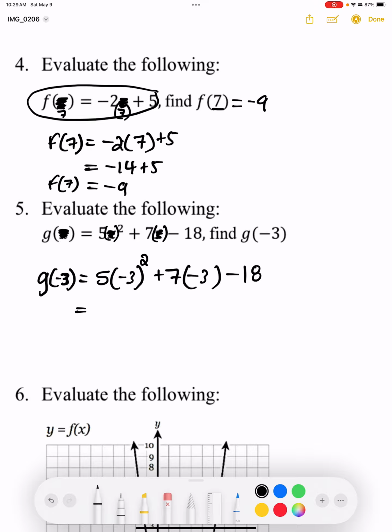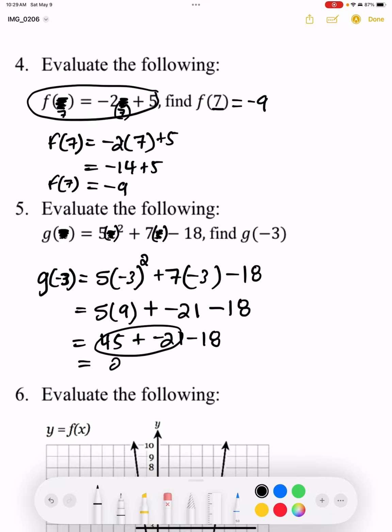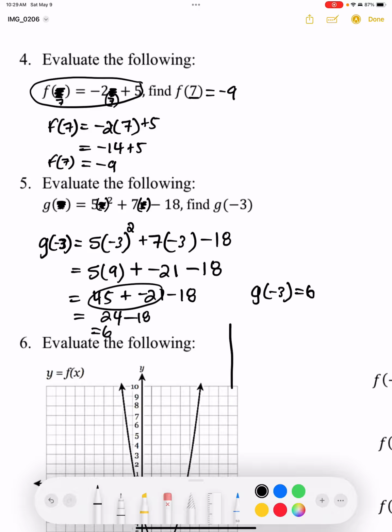Again, you can plug it into your calculator or just do it piece by piece. We have to do exponents first. -3 times -3, that'd be 9. So we have 5 times 9 plus 7 times -3, that's a -21, minus 18. And now 5 times 9 is 45, plus a -21 minus 18. And now you just kind of want to add and subtract those numbers. So 45 minus 21, these two would give you 24, minus 18. The final answer is 6. So g of -3 is 6. When we plug in the number -3, we get 6.